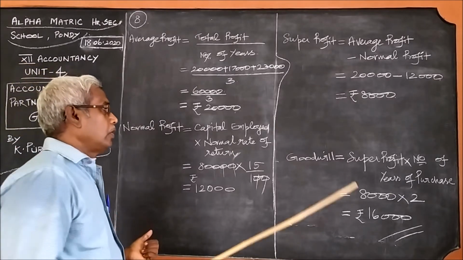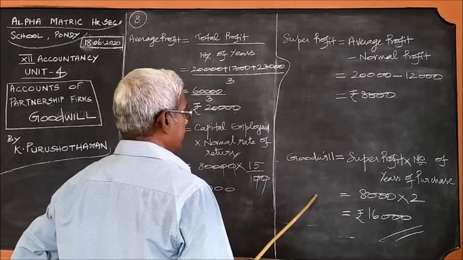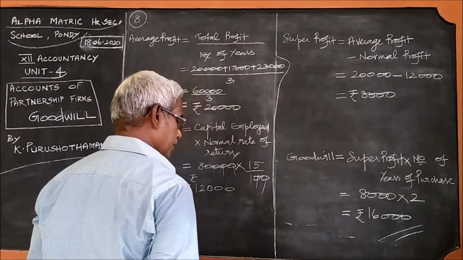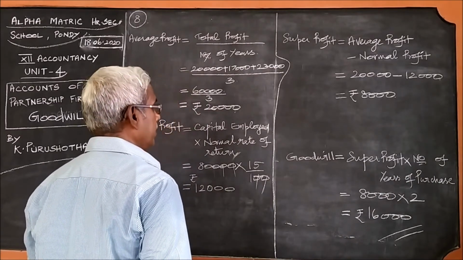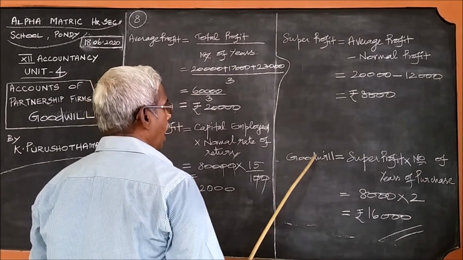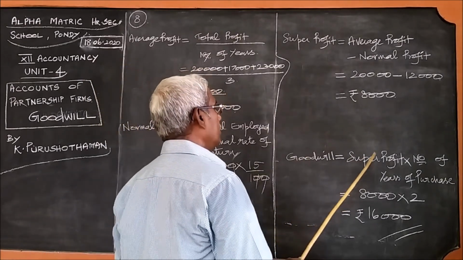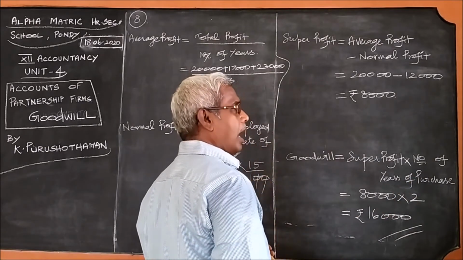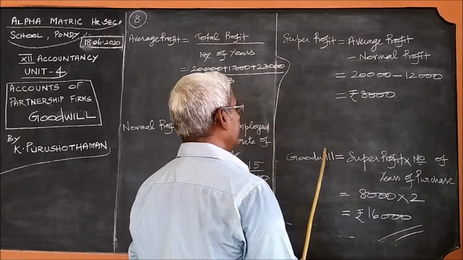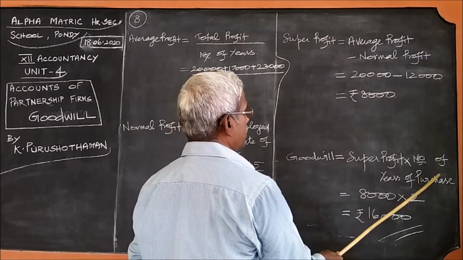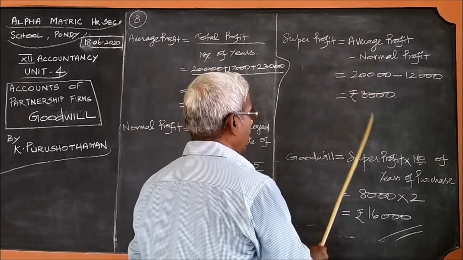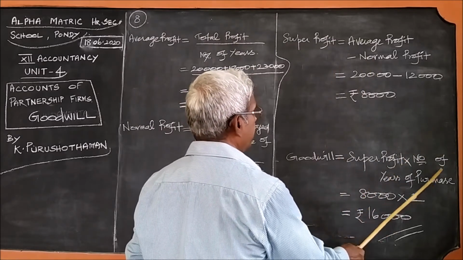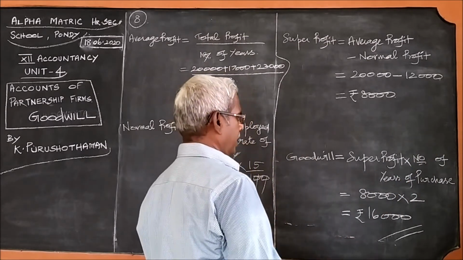What is the formula to find the goodwill under super profit method? Goodwill is equal to super profit into number of years of purchase. Under the average profit method, goodwill is equal to average profit into number of years of purchase. Under super profit method, goodwill is equal to super profit into number of years of purchase. This is the formula, simple.